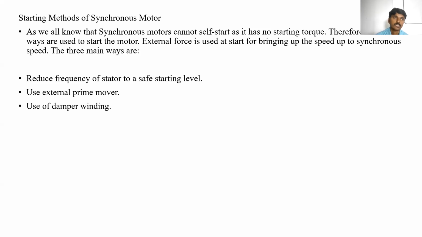Damper winding is placed in the poles, at the nearest to the pole shoe. Clear? So this winding can be placed to reduce the vibration of the motor. The damper winding is used to reduce the vibrations of the motor. Clear?